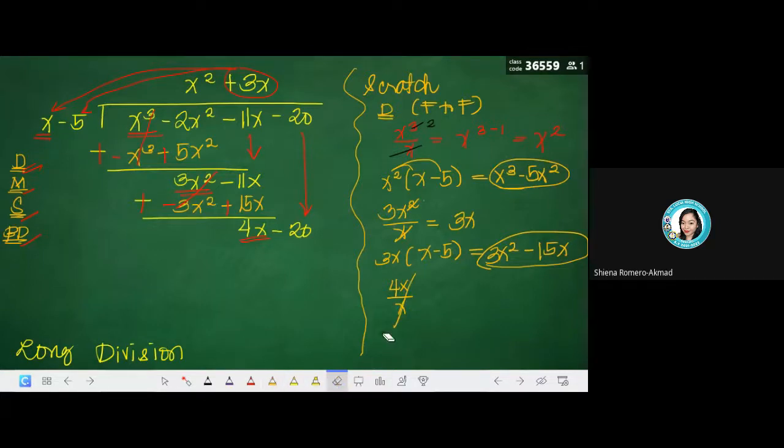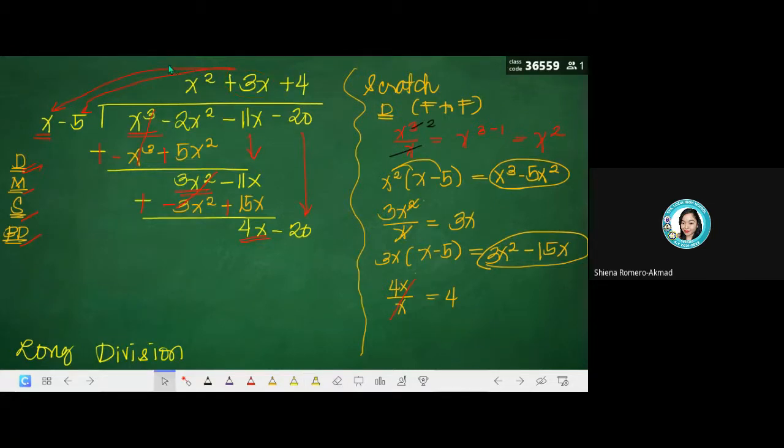Ayan. Wait lang, ayusin natin. Ibahin natin ang kulay para makita. Ayan. So, we have positive 4. Now, how about for the answer? Saan naman natin siya isulat? Ganun pa rin. Dito pa rin. We have 4. Positive 4. So, ibig sabihin plus 4.